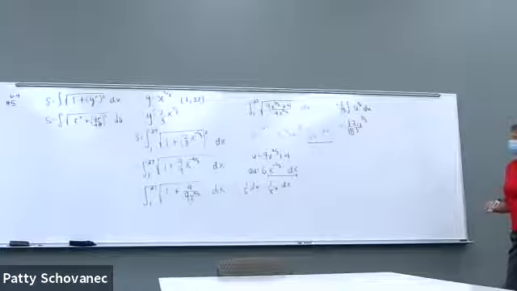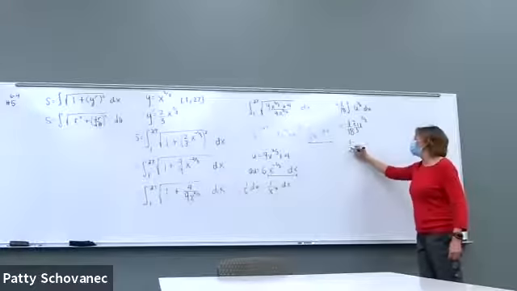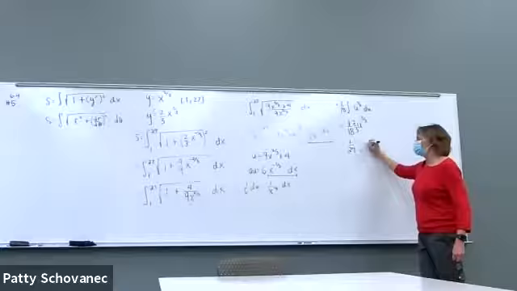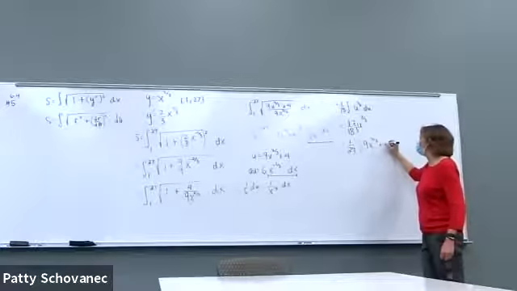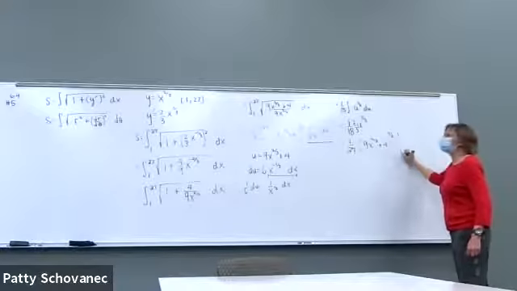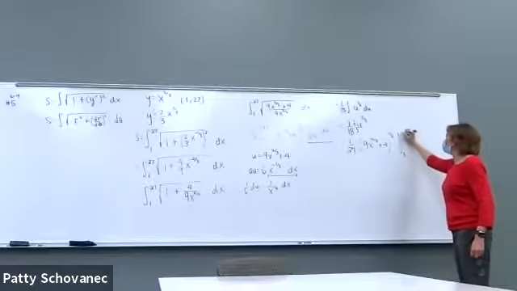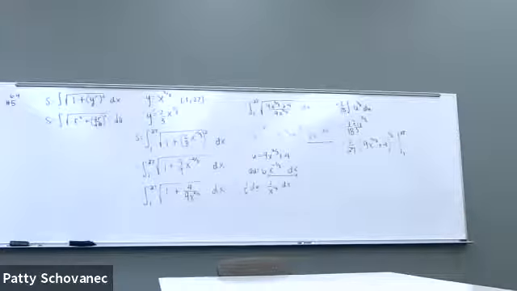Two goes into 18 9 times. 9 times 3 is 27. And then u was 9x to the 2/3 plus 4. That'll all be to the 3/2 power. Then we evaluate that from 1 to 27. Let's go ahead and be finishers.